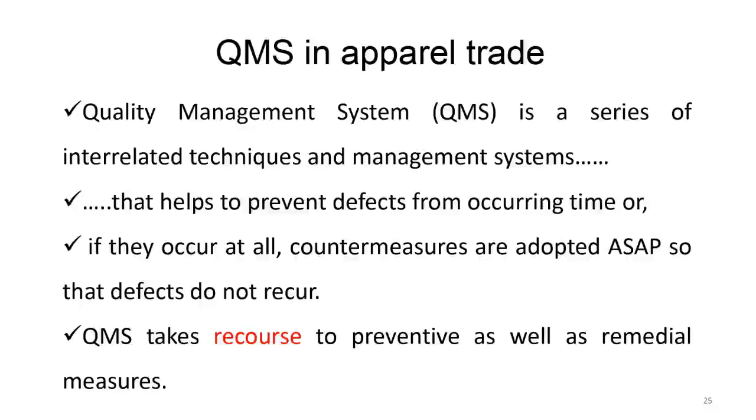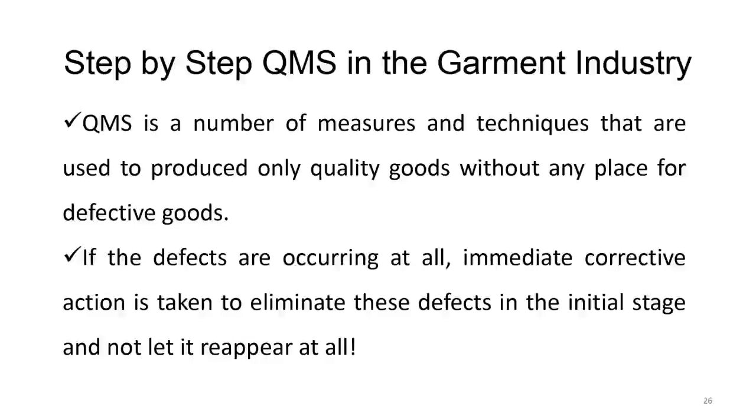So, step-by-step quality management system in the garment industry. Now we have come to slide number 26. Quality management system is the number of measures and techniques that are used to produce only good quality goods without having any place for defective goods. So ideally speaking, the kind of system that we make, we try to ensure that we are only making great quality and we are not making such products which are defective.